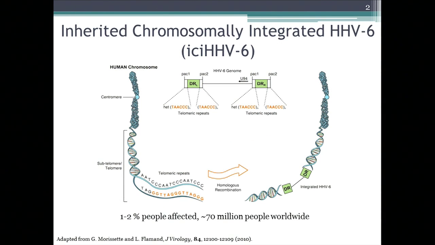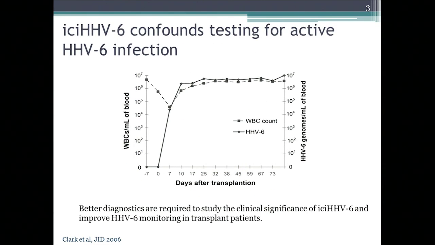As we all know, after hearing talks today, inherited chromosomally integrated HHV-6 is a condition that affects about 70 million people worldwide. HHV-6 integrates into the chromosomal regions of different chromosomes in this condition, and this condition can really confound testing for active HHV-6 infection. This is an example of a case report showing engraftment of stem cells, and as the stem cells engrafted, the HHV-6 viral loads increase. So by quantitative PCR, you cannot tell if this is an active infection or whether it's associated with ICI HHV-6 unless you have prior knowledge of the donor's integration status.